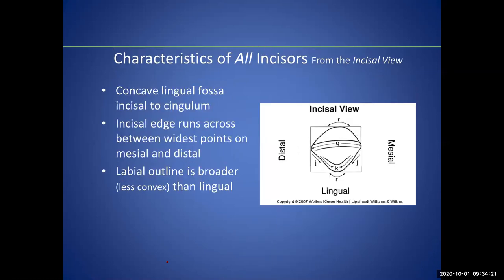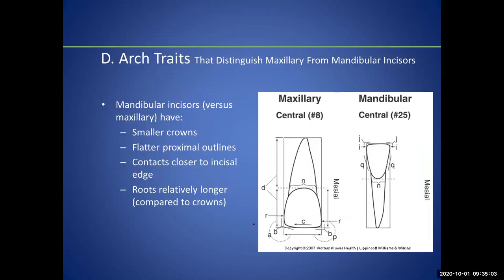From the incisal view, it's concave lingual fossa, incisal to the cingulum. The incisal edge runs across between the widest points from the mesial and distal. Okay, it's the widest part of the tooth, mesial and distal. The labial outline is broader than the lingual. Okay, so what this is saying is the labial outline is broader than the lingual. Does that make sense? And this is the fossa. So those were the maxillary.